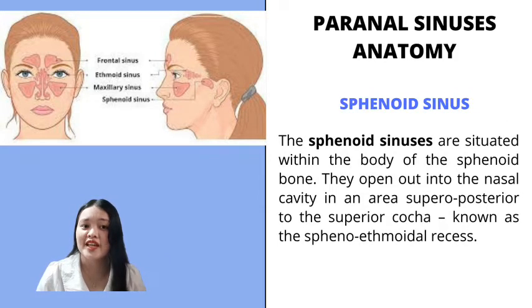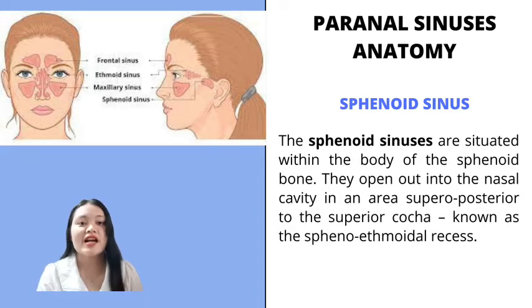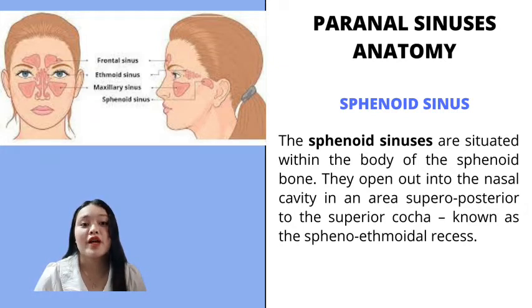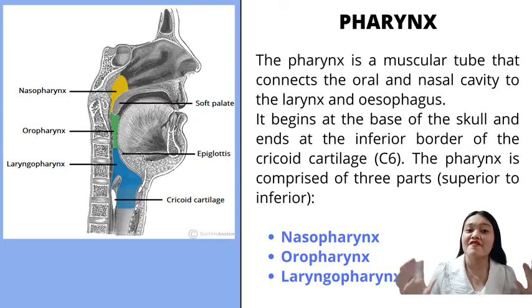Next is the sphenoid sinus. The sphenoid sinuses are situated within the body of the sphenoid bone. They open out into the nasal cavity in an area superior-posterior to the superior concha known as the sphenoethmoidal recess. They are innervated by the posterior ethmoidal nerve, a branch of the ophthalmic nerve, and branches of the maxillary nerve. Next, let's proceed to the pharynx.